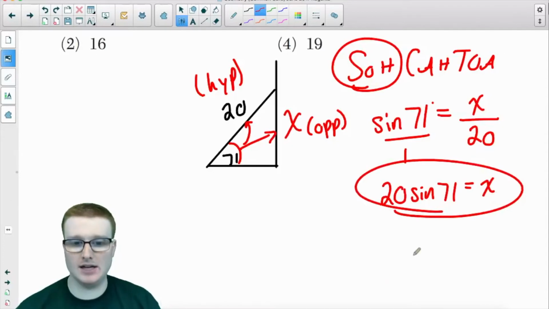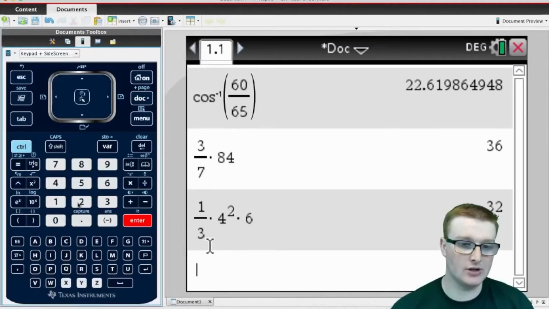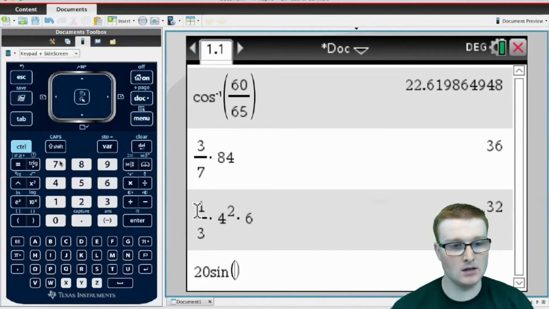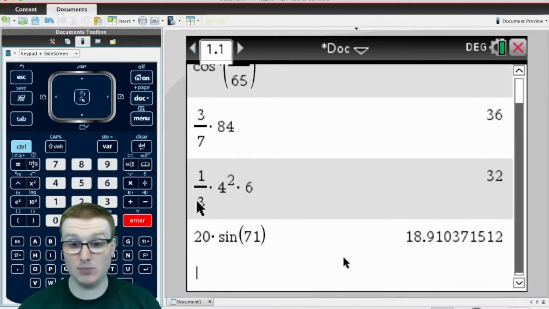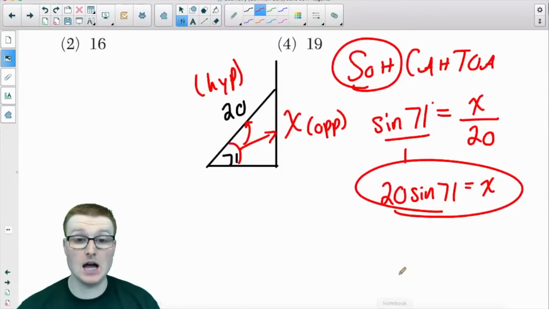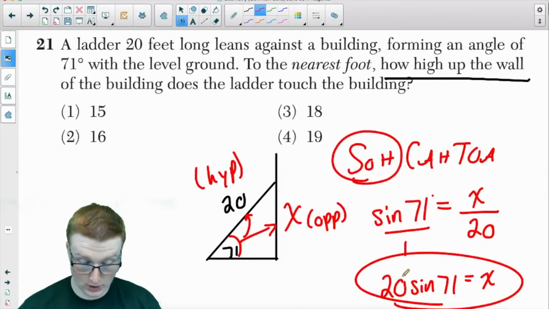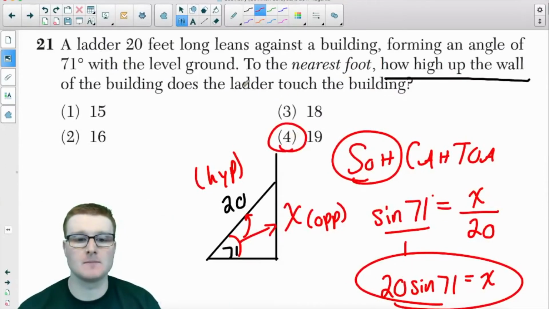Type that into your calculator, 20 sine of 71. Make sure your calculator is in degree mode. And that gives you 18.9, which is, to the nearest foot, 19. Your answer is 19, choice 4.